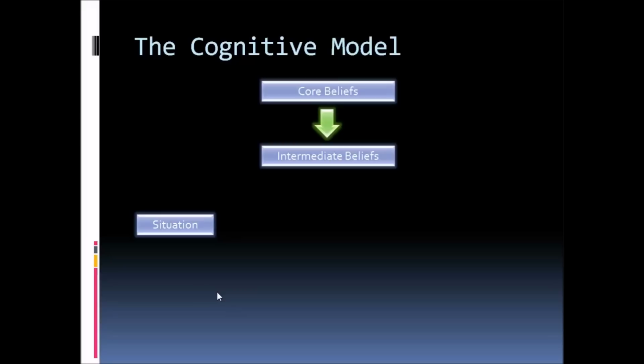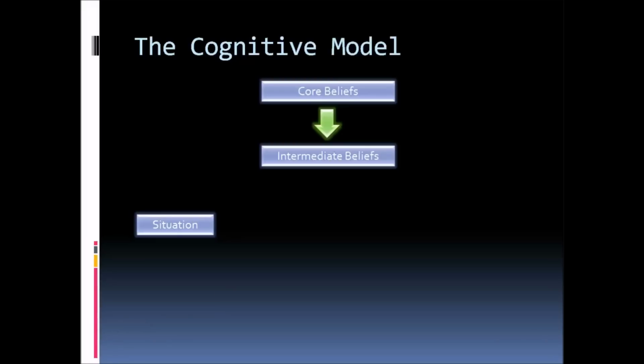So say this client is at a social function where it would normally be appropriate to ask somebody out on a date, or at least start a conversation to get to know somebody, and a female that the client is attracted to is introduced to the client by a friend. So that's the situation. That's a stressor for the client. Based on the client's intermediate beliefs that I've described, you can see how that would be a stressful situation.